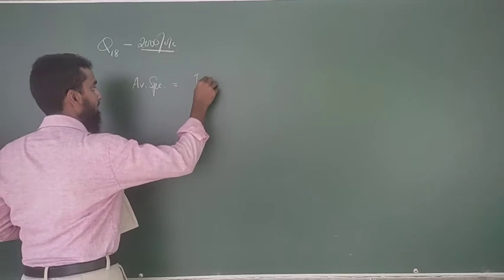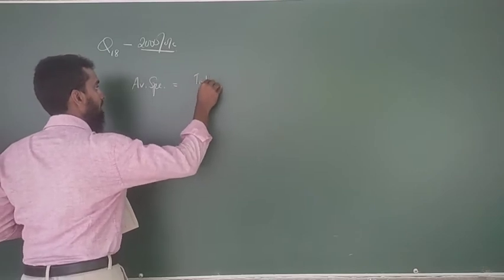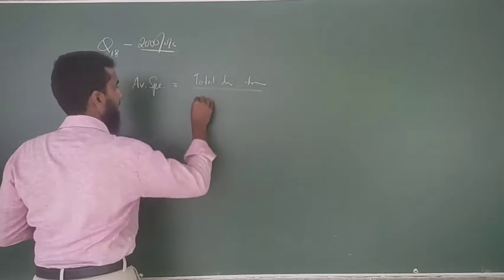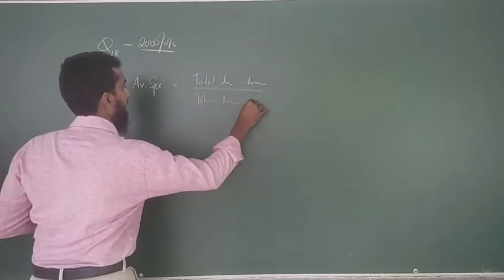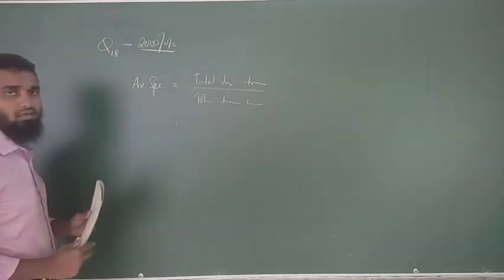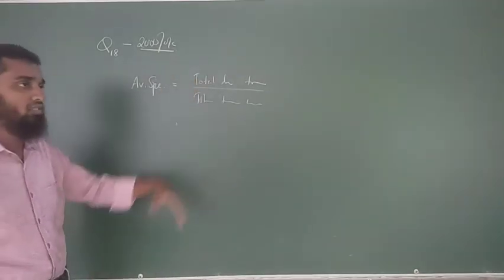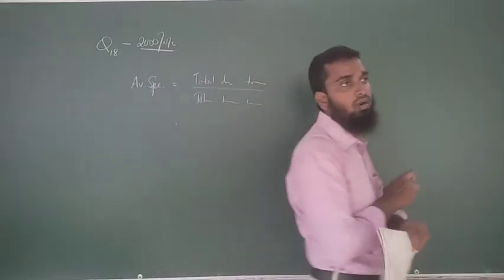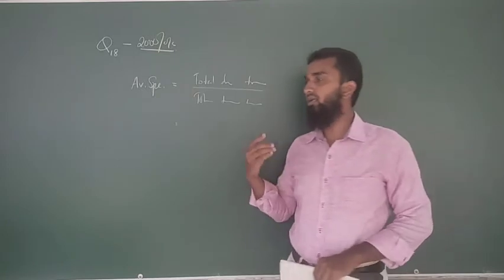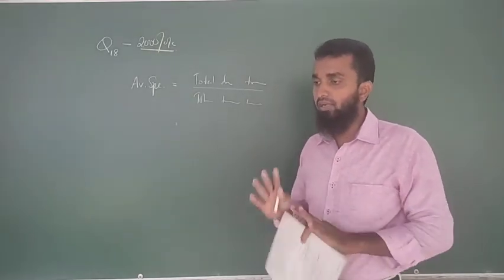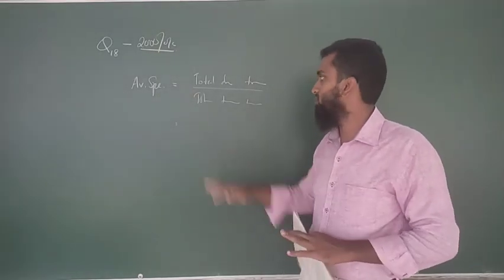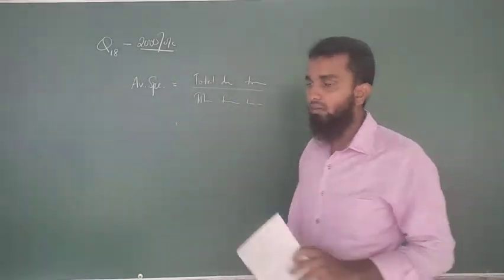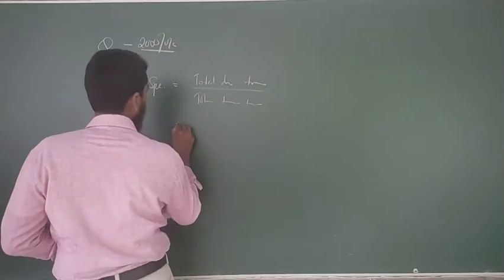Total distance traveled divided by total time taken. We are considering the whole motion. We are not considering actually what happened in the motion, we are not worrying about it. We are considering the complete motion, how much of the complete distance has been covered and what is the time taken for that complete motion. That is what we are considering here.